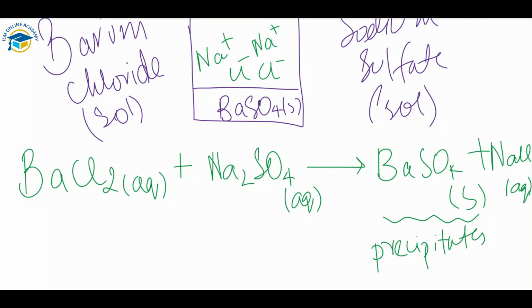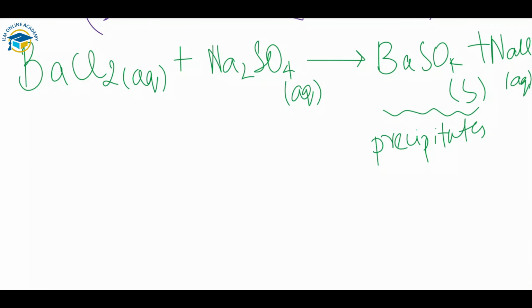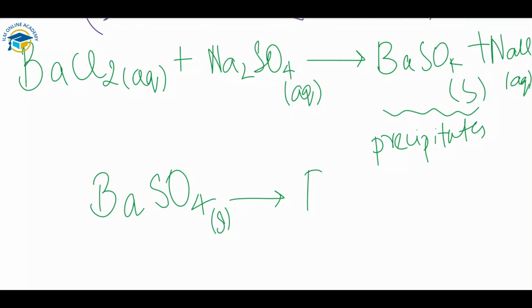This equation can also be simplified to show only those ions that take part in the reaction and those that do not. Barium and sulfate take part, and the others do not. Why? Because the ions which take part in the reaction change their state. Barium and sulfate are present in the aqueous solution before the reaction, and after the reaction they are present in the solid form.